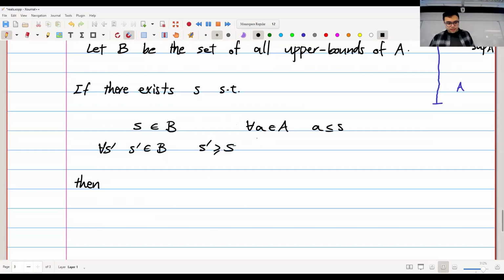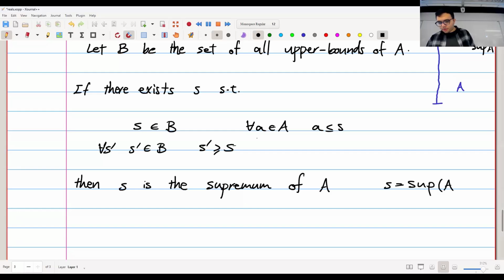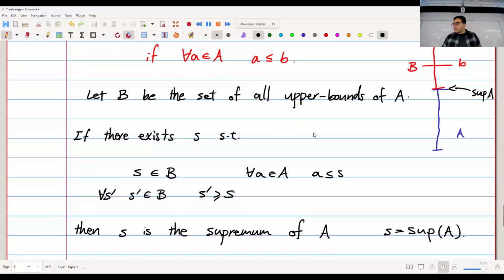Then S is the supremum of A. And I'm just going to write it like this. I'm going to say that S is the supremum. Okay. Now, I don't know if this element S is actually in A or not. So I can have cases where S is in A. I can have cases where S is not in A. I can have cases where S doesn't exist.